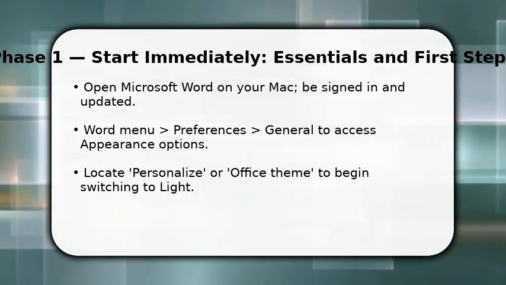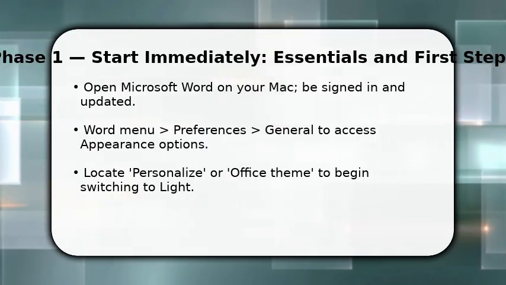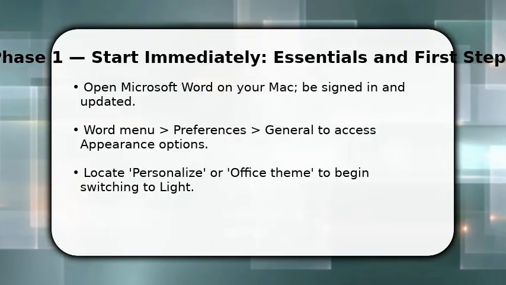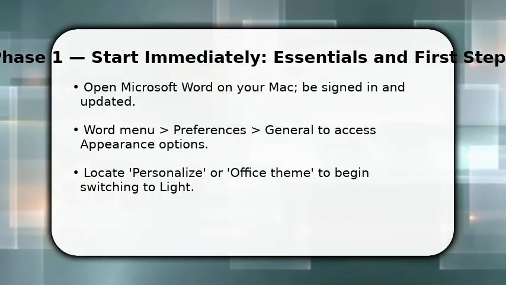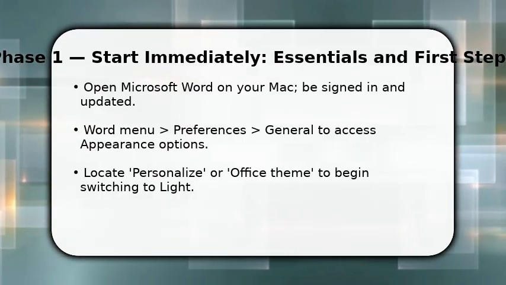Now, open the Word menu and choose Preferences. This is where Appearance options live. Once in Preferences, click General to access theme settings. You do this to shift control from System Dark Mode to app-specific options. Make the first change now.